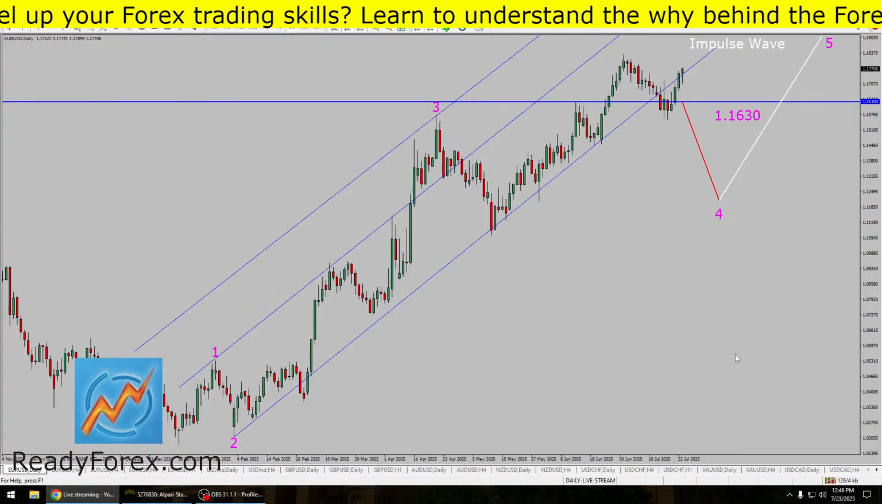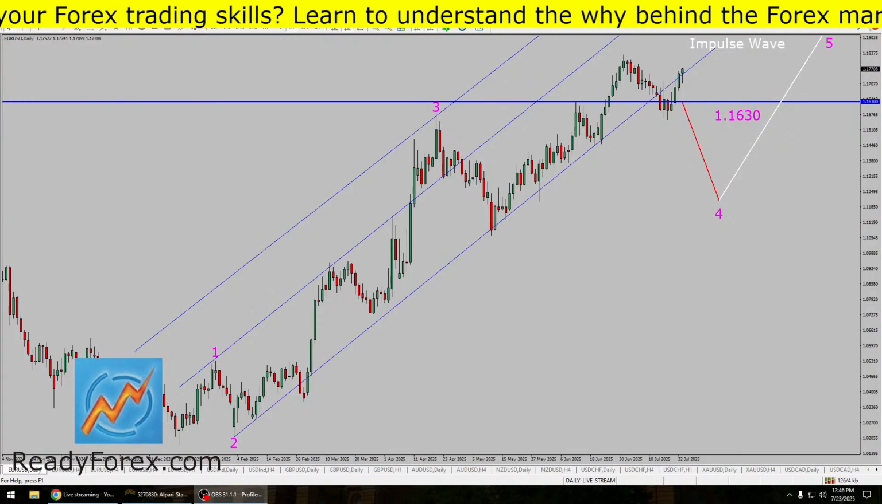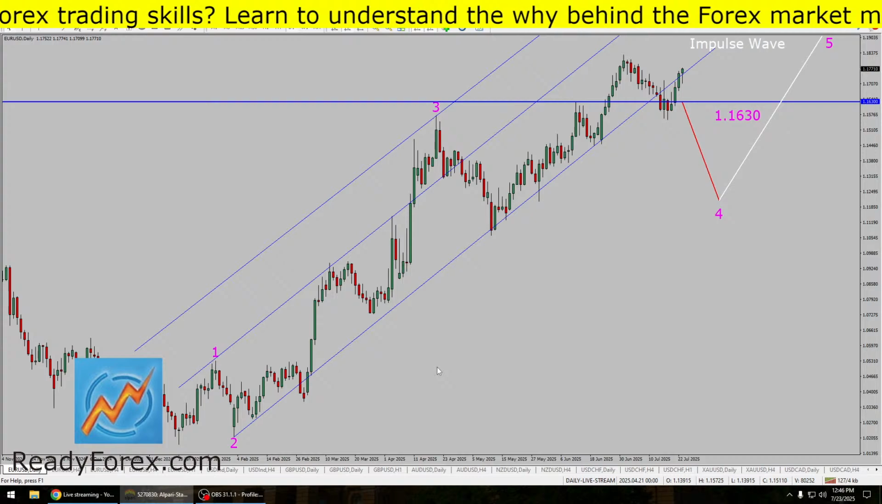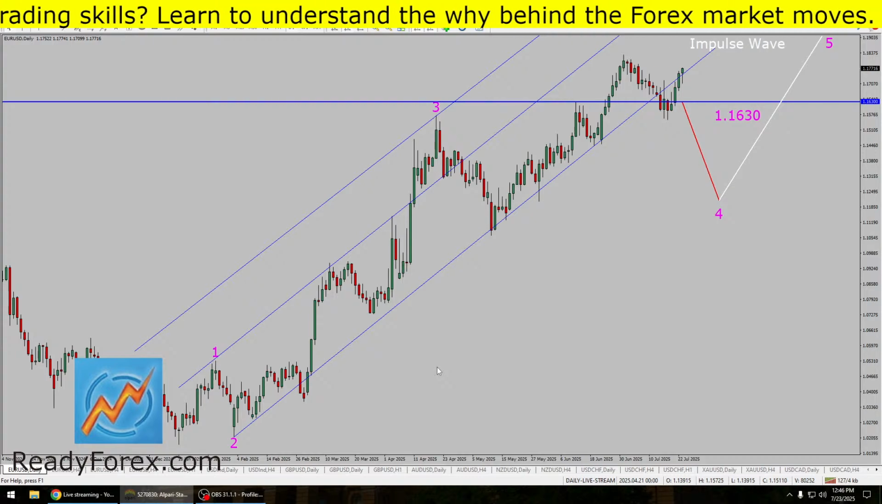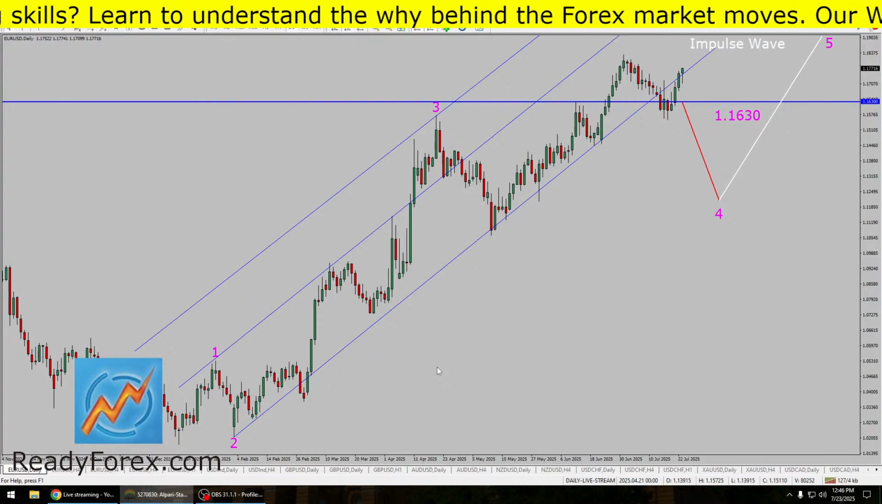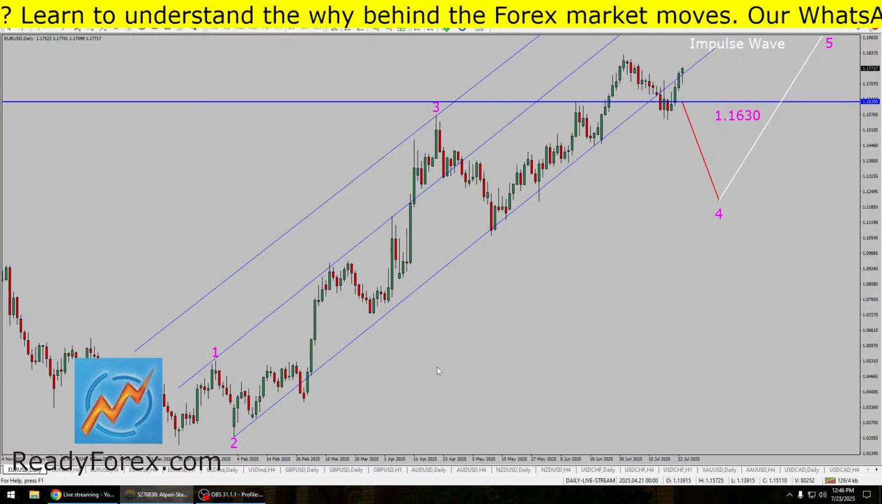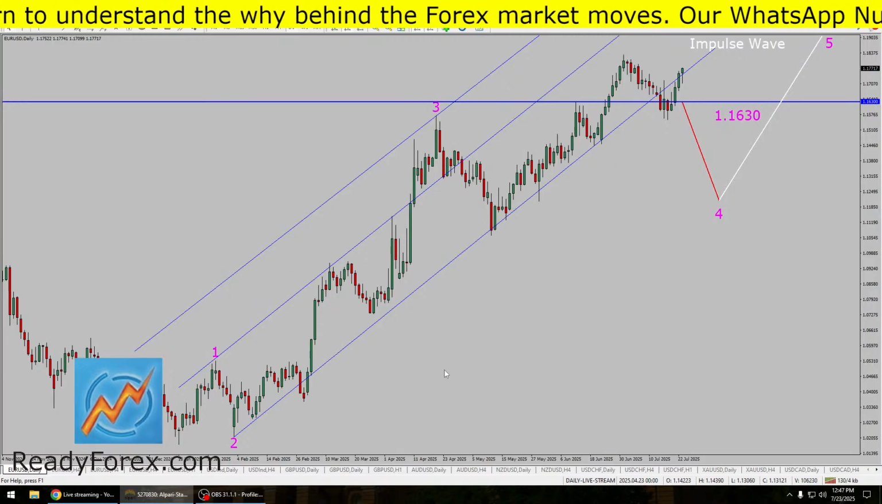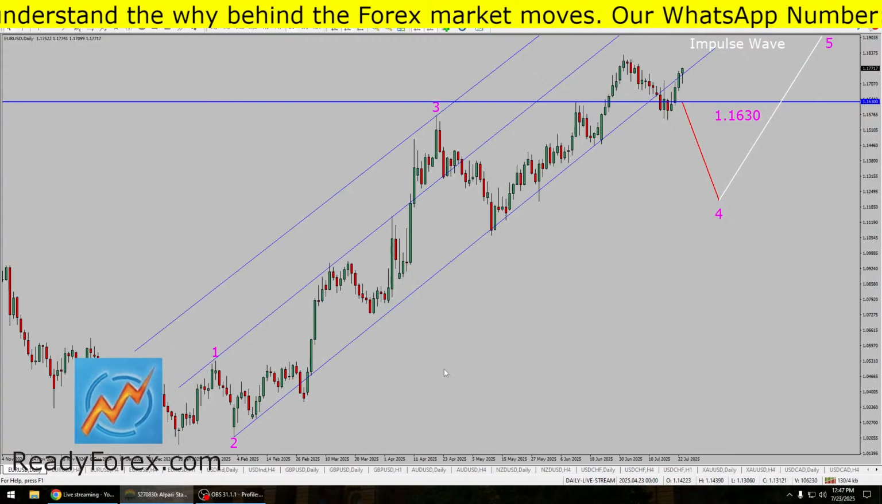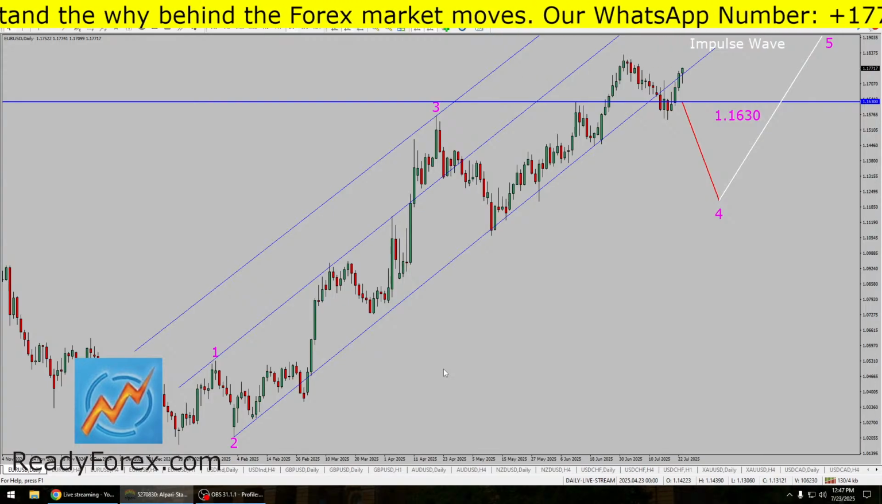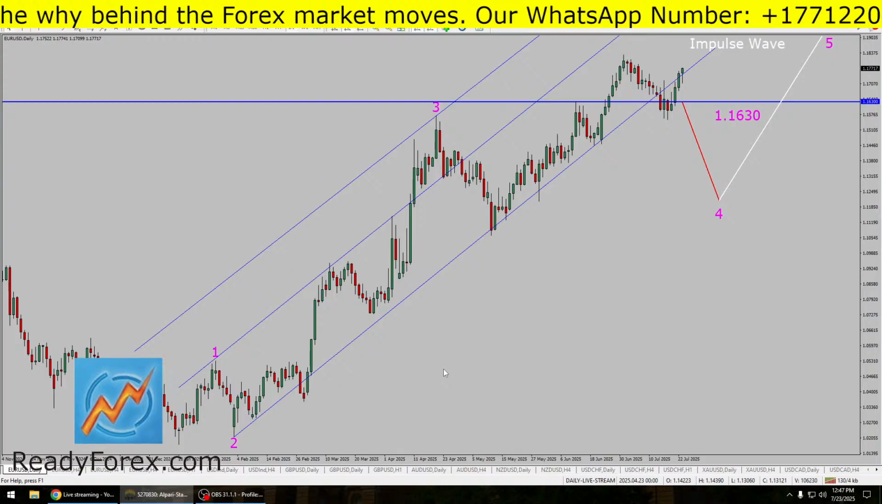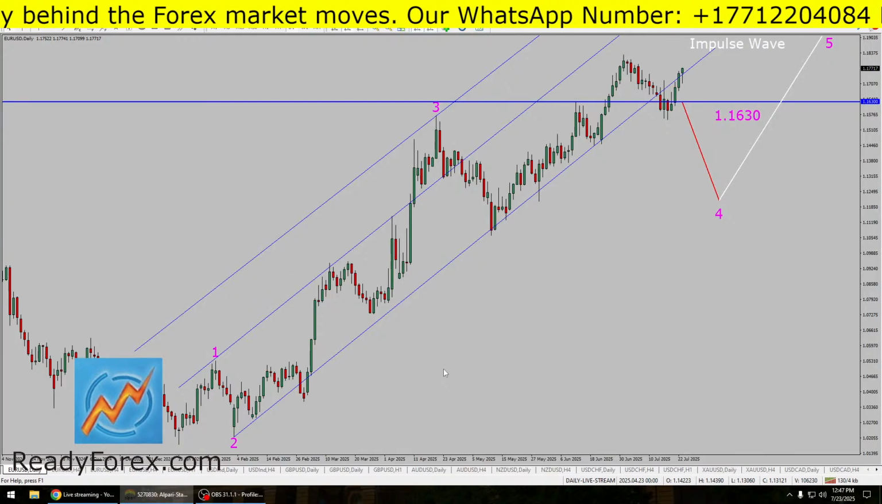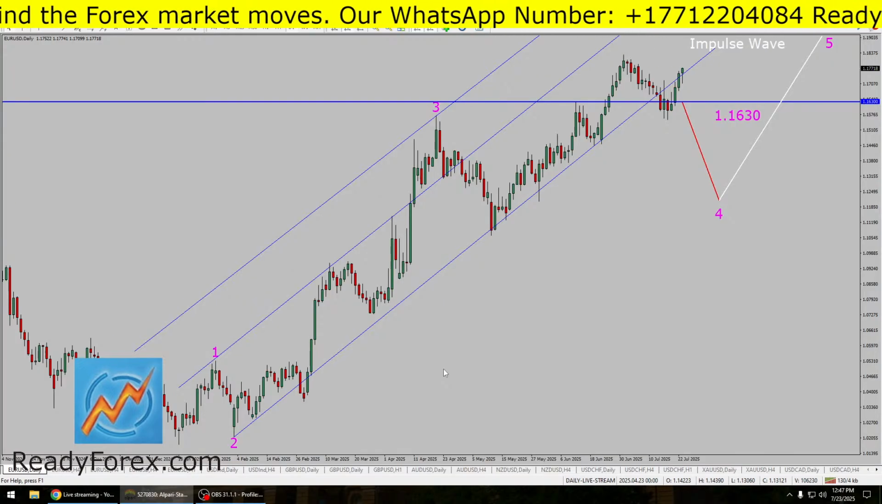Okay, let us take a look at some charts and see what's going on in different forex pairs. Let us start with the Euro Dollar currency pair, daily time frame. Now at this point in time I have two possible Elliott wave counts.